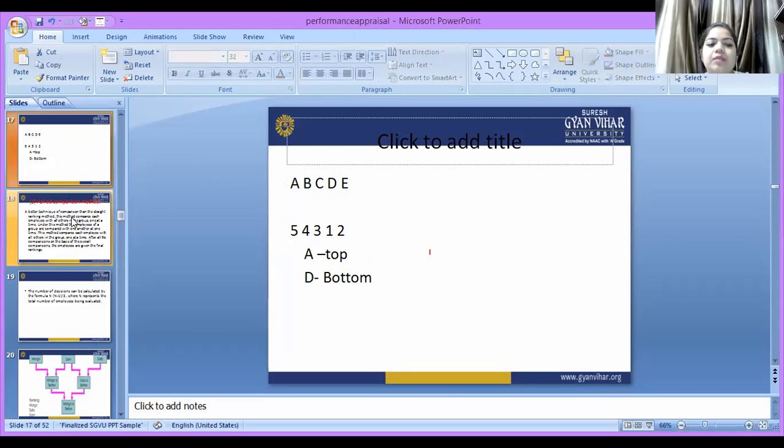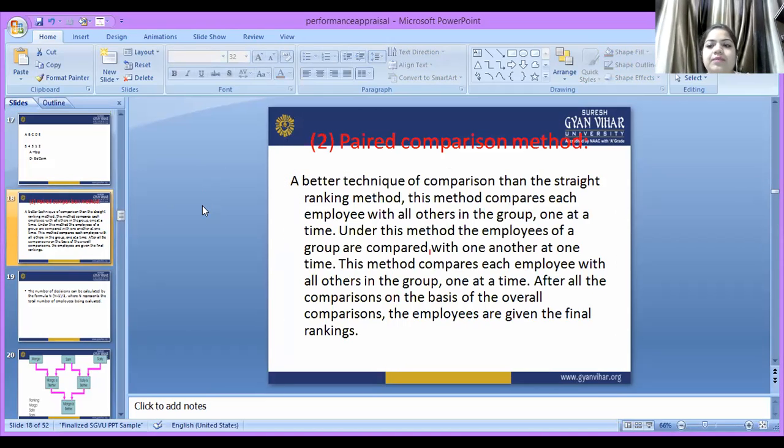So let's discuss what paired comparison is. Paired, through the word you can easily understand. It is not that a person compares with himself or herself; it requires the other person, the group member. So this is a very good technique, a better technique than the straight ranking method that we studied earlier. In this method, one person is compared with all the others. Like, suppose I have 5 members in the organization.